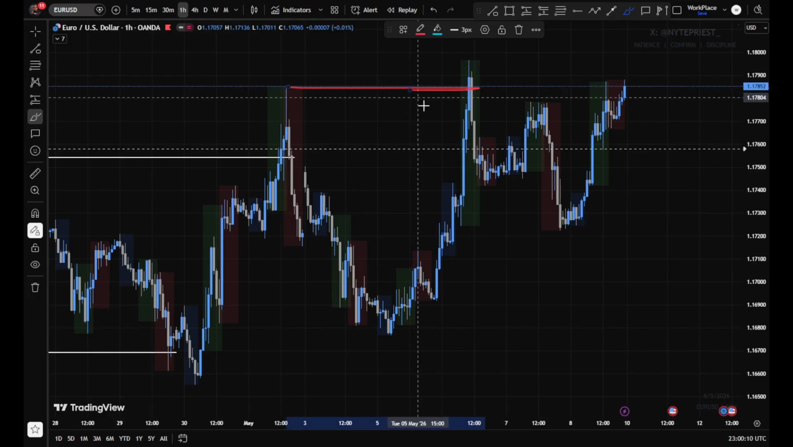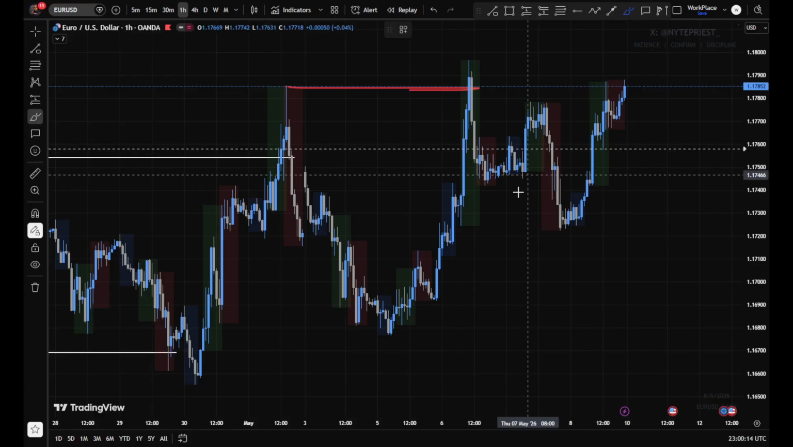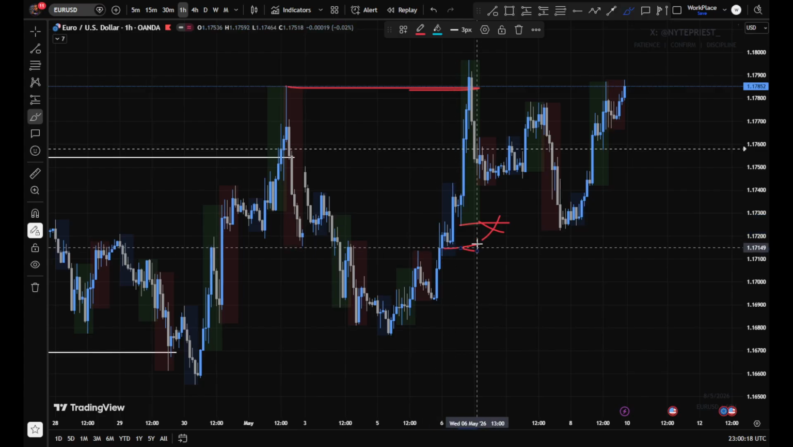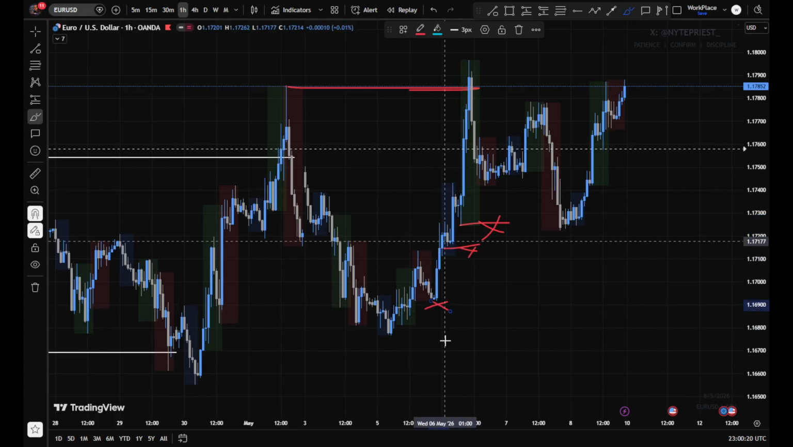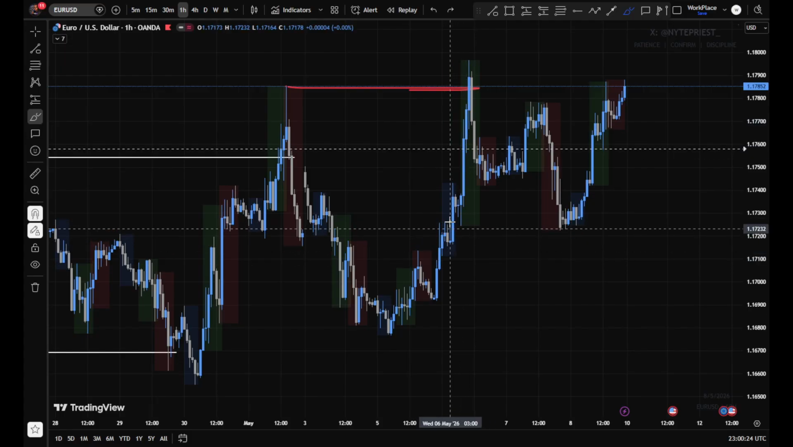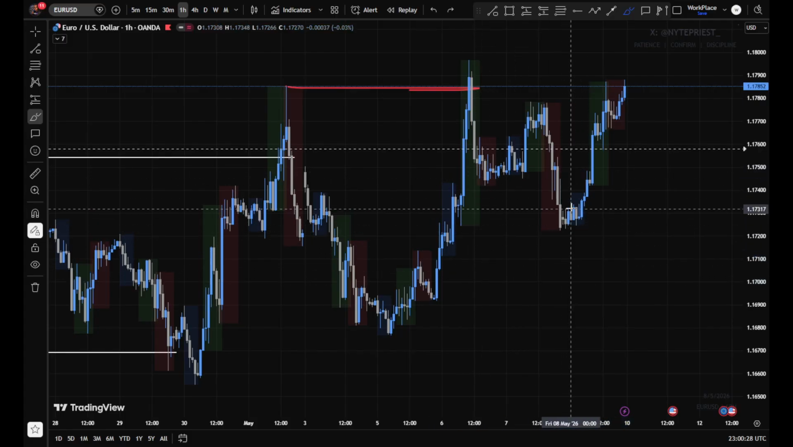Okay, we broke the structure up, and then we had liquidity, liquidity, and then liquidity. So I was waiting for price to mitigate to liquidate this low and then give me a change of character to the upside. So the change of character happened here.